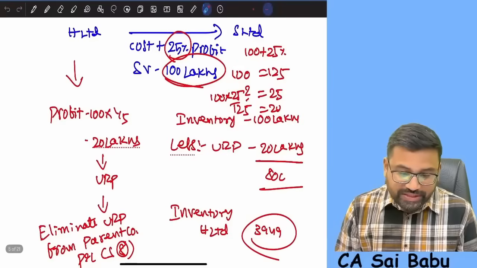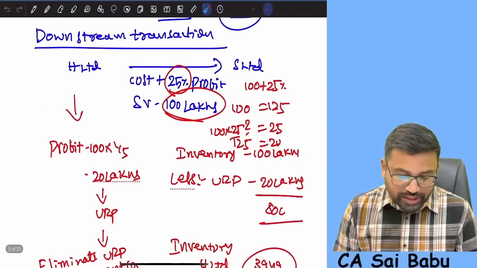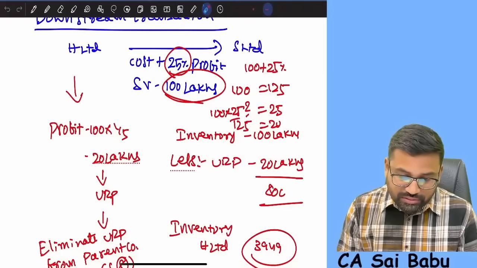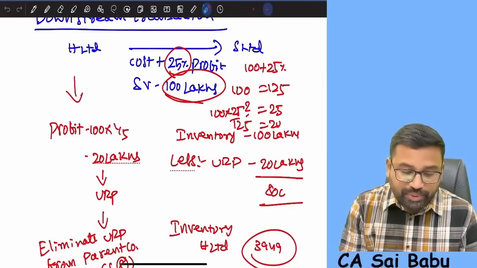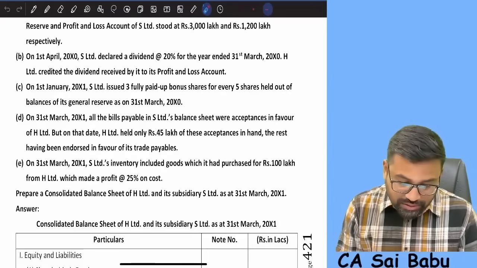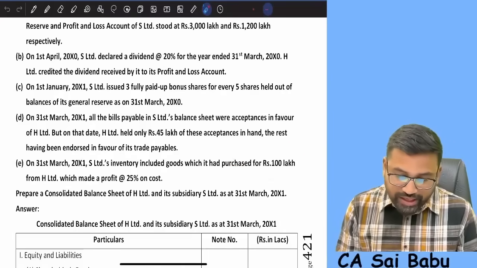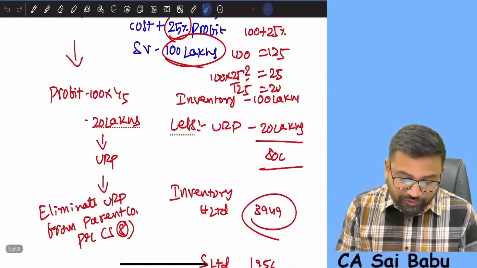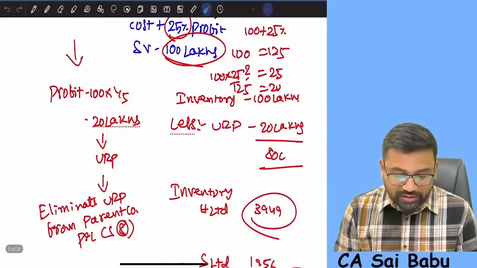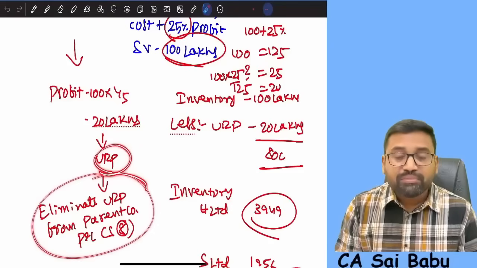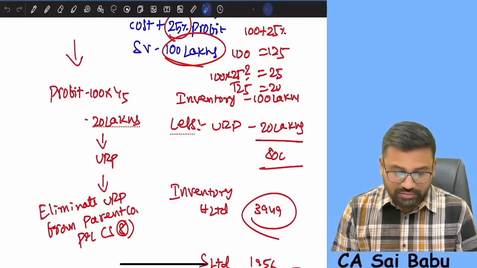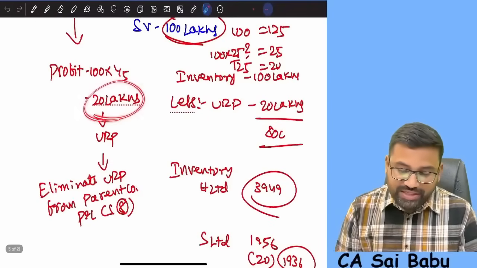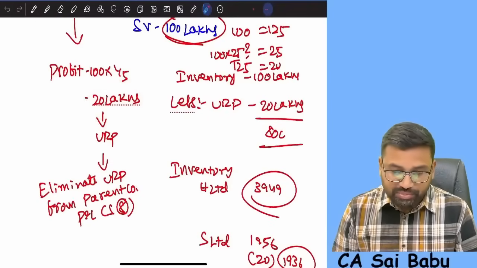So what is the profit which is recognized by H Limited, sir? 25% profit on cost, sir. So 1/4 on cost, 1/5 on sale price. So 100 lakhs is included in subsidiary company. In this 100 lakhs, what is the unrealized profit? 20 lakhs unrealized profit. This unrealized profit we need to eliminate from parent company completely. Because here the transaction is what? Downstream transaction. Entire 20 lakhs is eliminated from the parent company reserves and surplus.